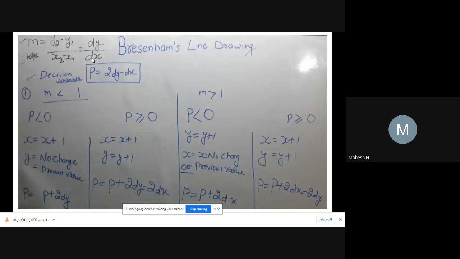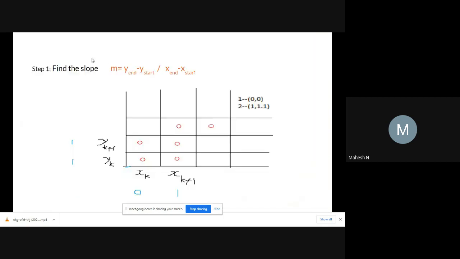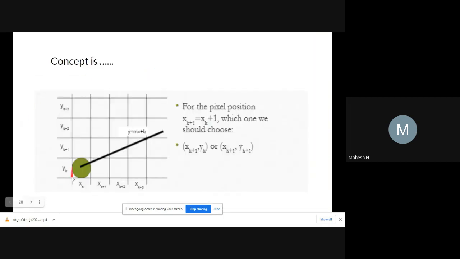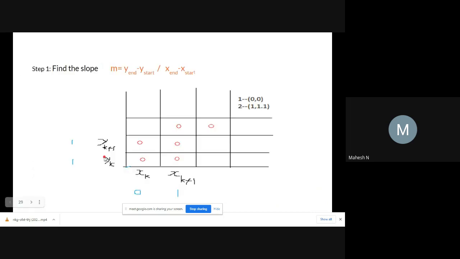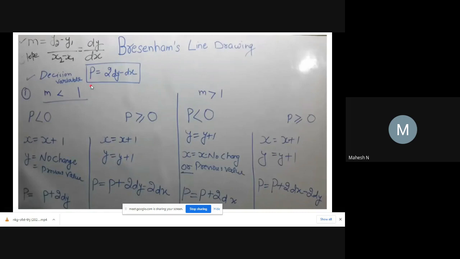The second vertex has to be decided, the same case as before. The first vertex they will give, and you will plot the first vertex. So for the second vertex you have to decide whether it comes here or goes here. To decide that, p is the decision variable. First calculate this decision variable. The decision variable equation is given by 2 dy minus dx. You know dy, you know dx, so calculate 2 dy minus dx.